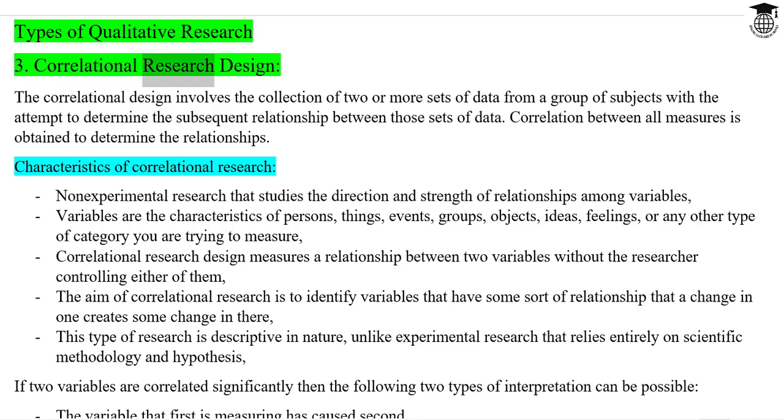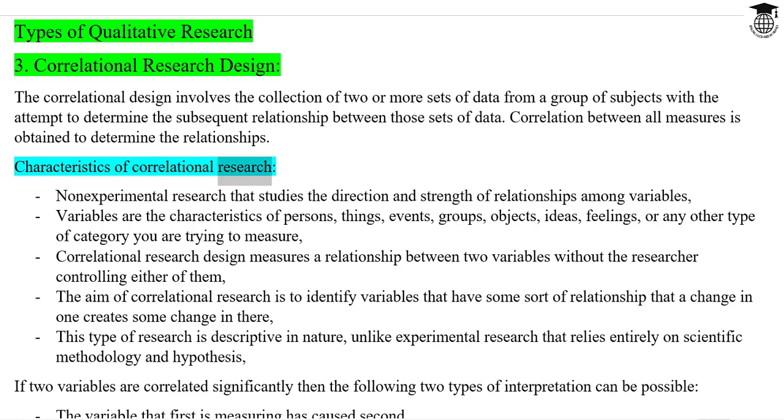3. Correlational research design. The correlational design involves the collection of two or more sets of data from a group of subjects, with the attempt to determine the subsequent relationship between those sets of data. Correlation between all measures is obtained to determine the relationships.